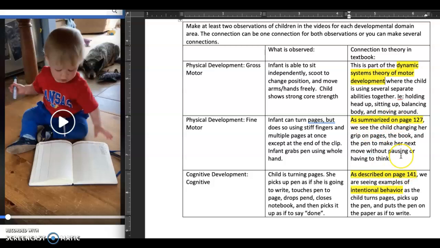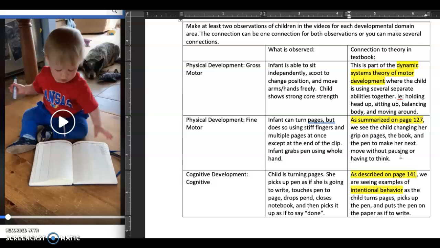So on my connection to theory, again, I looked under the developmental milestones. It told me 126 to 127 under physical, fine motor. I turned to those 2 pages, reread about fine motor development, and I wrote my connection.